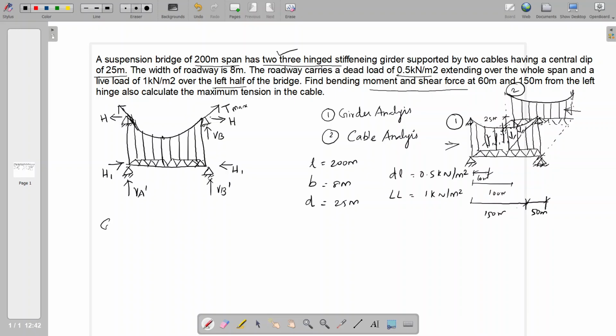First step, girder analysis. So we consider the girder as a simply supported girder. It is subjected to a UDL on half of the span, because it is mentioned in the problem. So 100 meter span, over which it is acting, but the load is in kilonewton per meter square. So in a stiffening girder bridge, the girder is acted upon by the live load only.